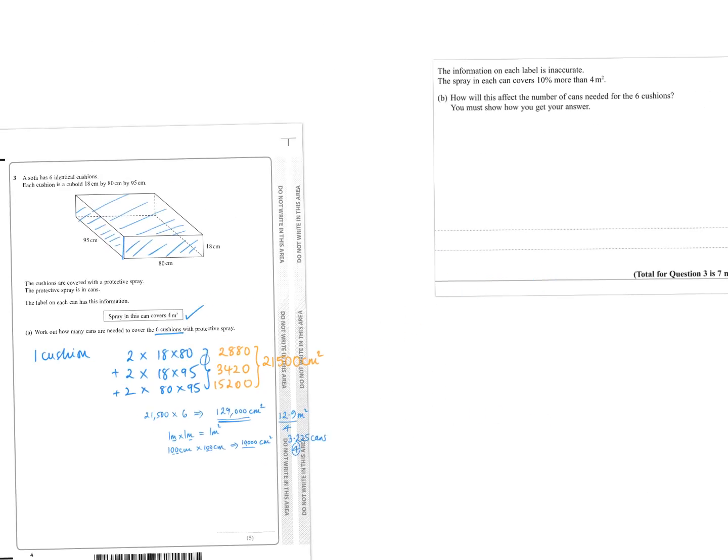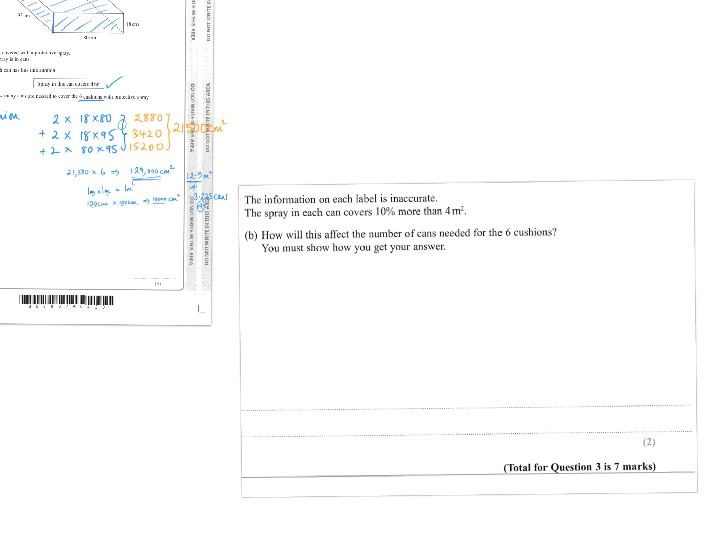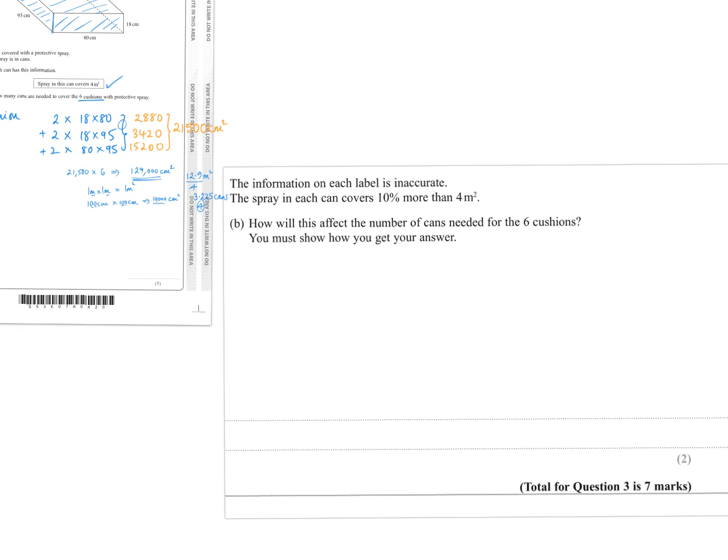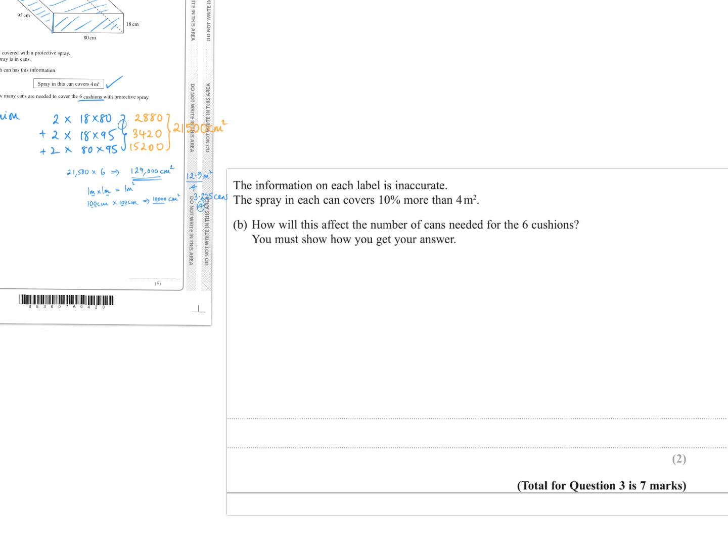Let's move some of this writing away. It says the information on each label is inaccurate. The spray in each can covers 10% more than 4 metre squares. How will this affect the number of cans needed for the 6 cushions? Well, let's not worry too much. We'd still have the same amount of area to cover.